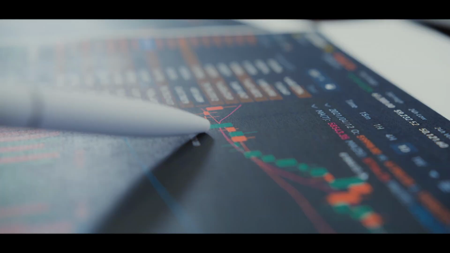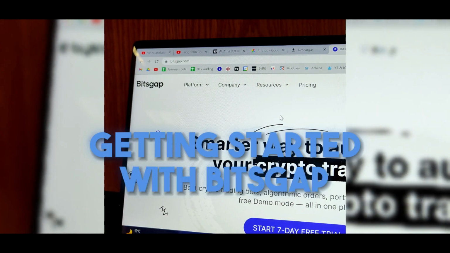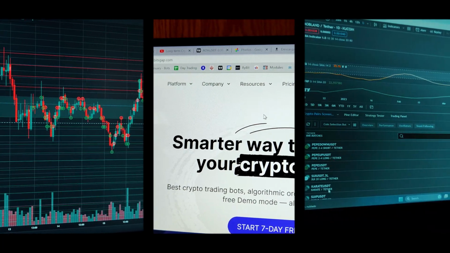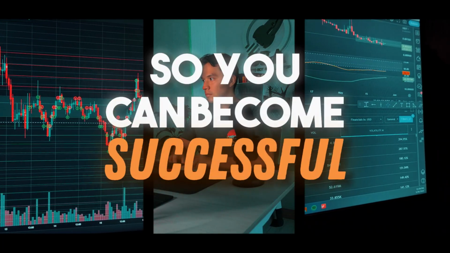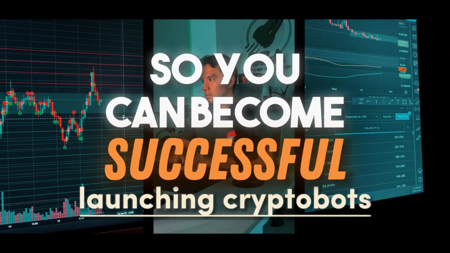If you're using or thinking about getting started with BitsGap, I'm going to show you the best strategy you can implement in 2024 so you can become successful launching crypto bots.